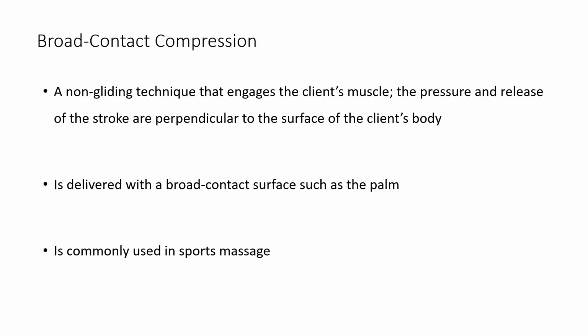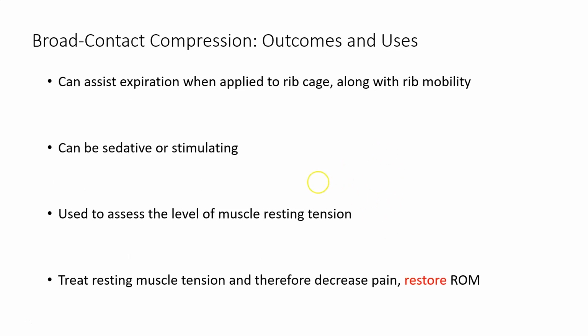It is delivered with a broad contact surface such as the palm, and quite often we use it in sports massage. It can assist expiration when applied to the rib cage along with rib mobility, so we can actually affect how much the rib cage can move and help with expiration. Again, through fast or slow, it can be either sedative or stimulating.